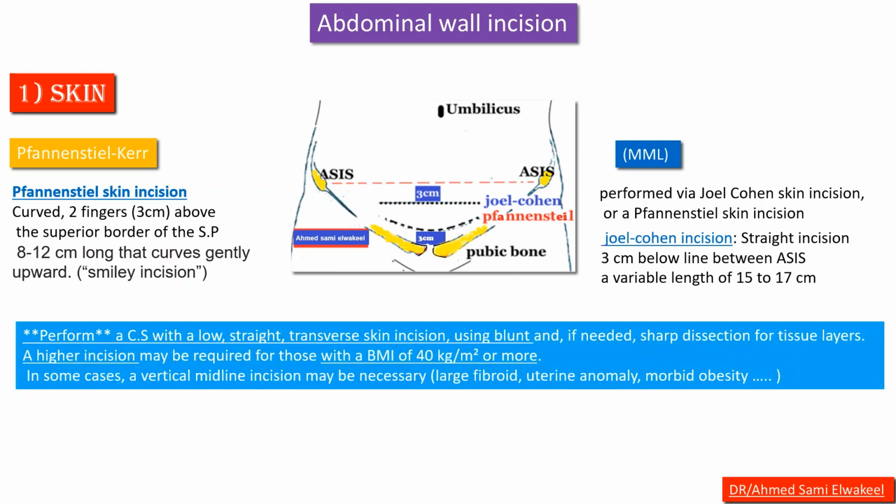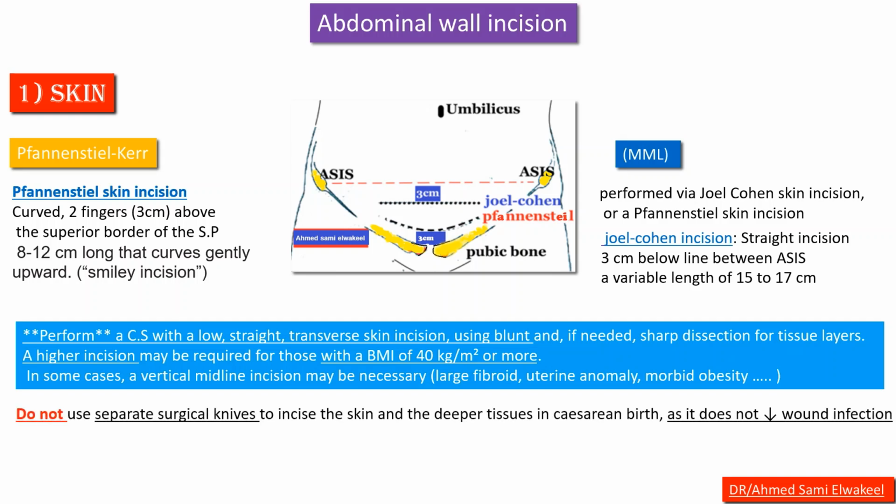According to guideline and for your practice, perform a caesarean section with a low straight transverse skin incision using blunt and, if needed, sharp dissection for tissue layers. A higher incision may be required for those with a body mass index of 40 kg/m² or more. In some cases, a vertical midline incision may be necessary, like cases with large fibroid, uterine anomaly, and morbid obesity.